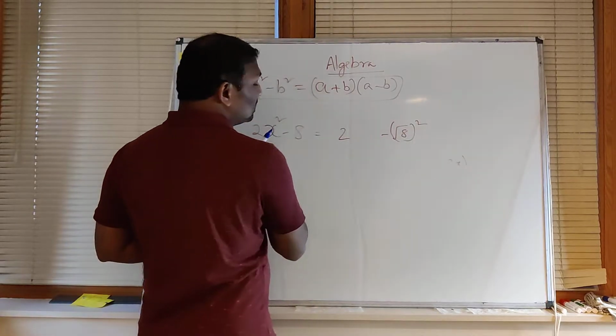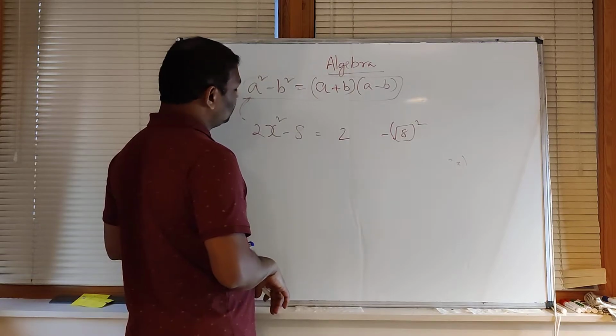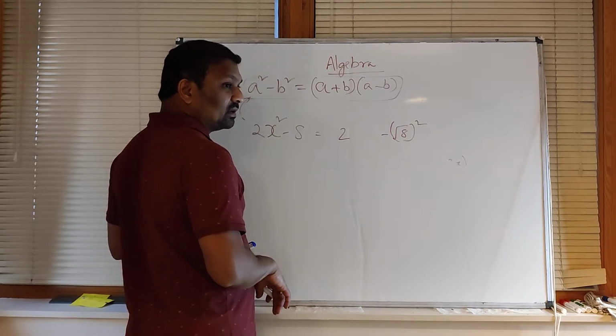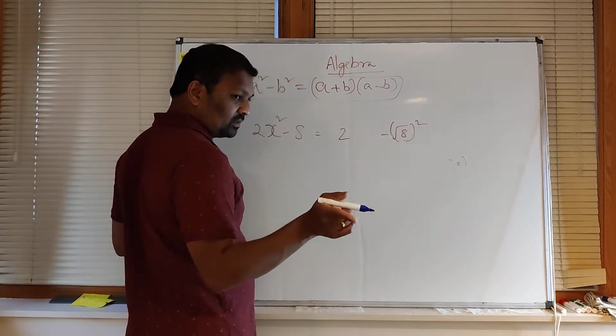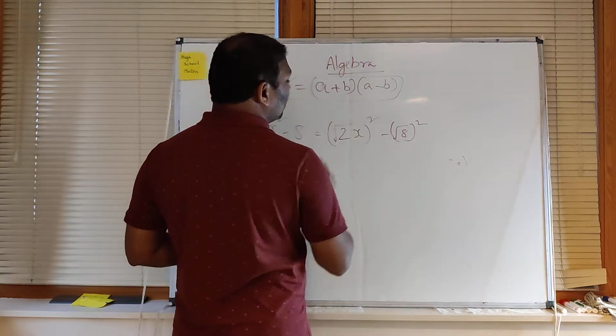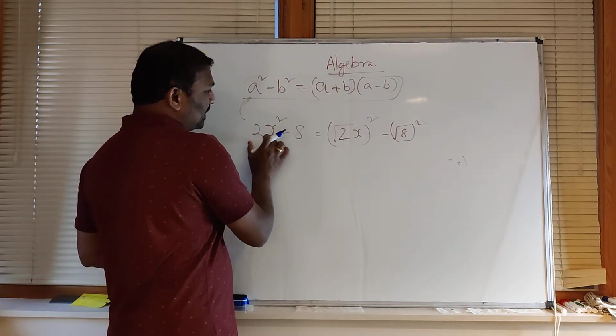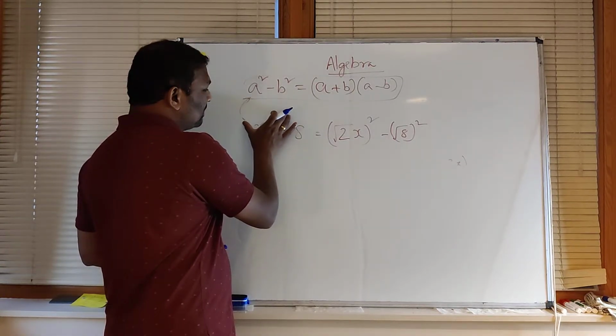And how about this one? It is 4x square, root of 4x square. Square root of 2, square. You need to find the square root of the whole thing. What is the square root of the whole thing?